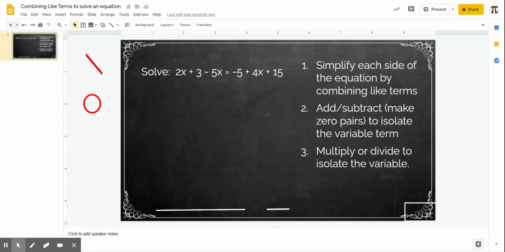Hi, so we are going to solve equations, but the only difference here is we are going to have to combine like terms first. So step one says simplify each side by combining like terms. If I look on this side of the equation, I have a 2x and a negative 5x, so those can go together.